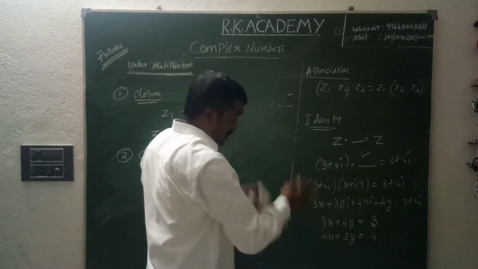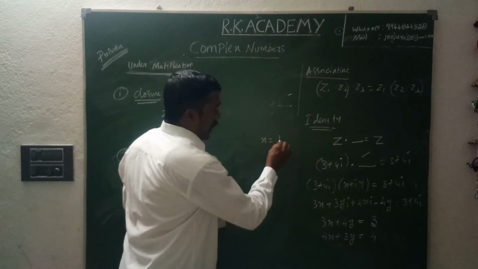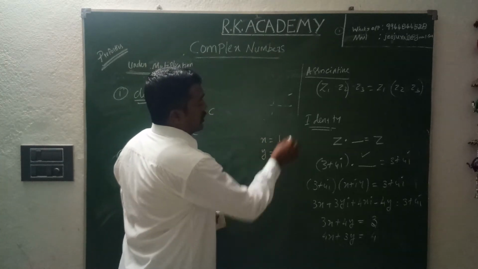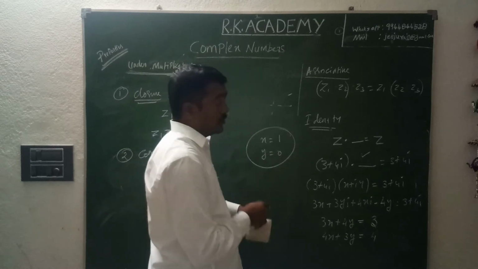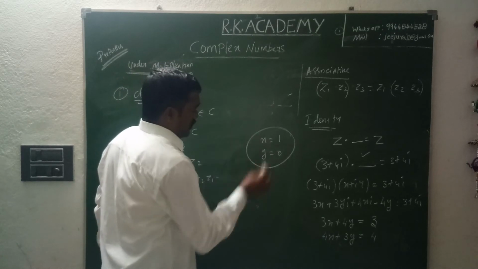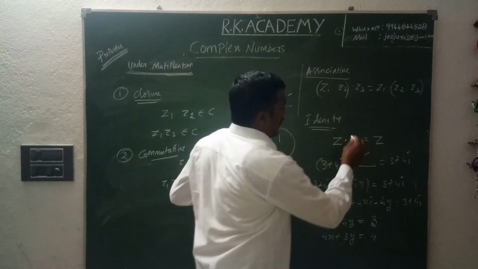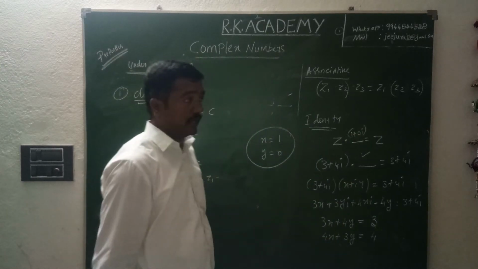We are solving these two equations. We will get x is equal to 1 and y equal to 0. It's very simple. So what about x and y? X is 1, y is equal to 0. So what you need to put here? 1 plus 0i.